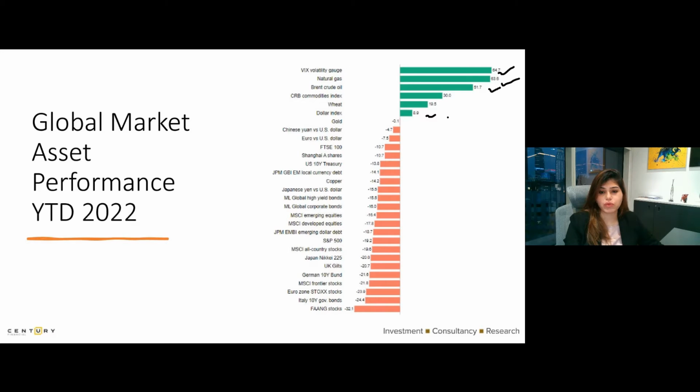You have the S&P 500, which we already saw, is down by almost 20%. Even the MSCI All Country Index is down. So overall, FANG stocks, especially technology stocks, have taken a huge beating. They're down by 32%. This is true even when it comes to NASDAQ. We've seen technology stocks have taken a huge beating.